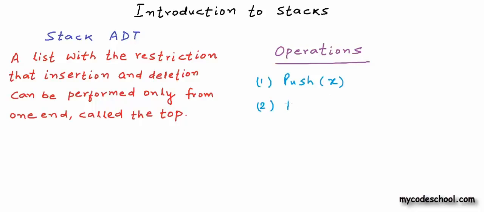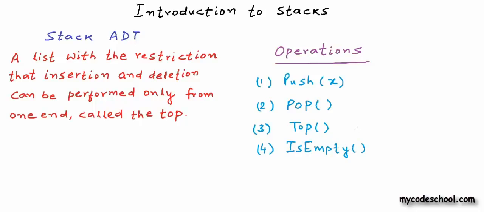Another operation, second operation, is called pop. Pop is removing the most recent item from the stack, most recent element from the stack. Push and pop are the fundamental operations, and there can be few more. Typically there is one operation called top that simply returns the element at top of the stack, and there can be an operation to check whether a stack is empty or not.